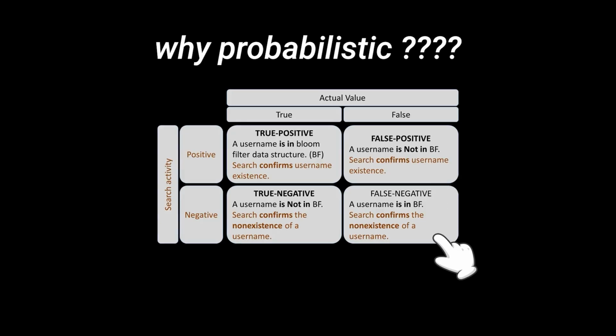So it's kind of misleading us. In the case of false negative, a username exists in the Bloom filter, but if you search in the Bloom filter, it will tell you it does not exist. Yep, that's misleading again. So in case of true negative, if the username does not exist in the Bloom filter, searching in the Bloom filter will tell you it does not exist. So it's just like normal false.